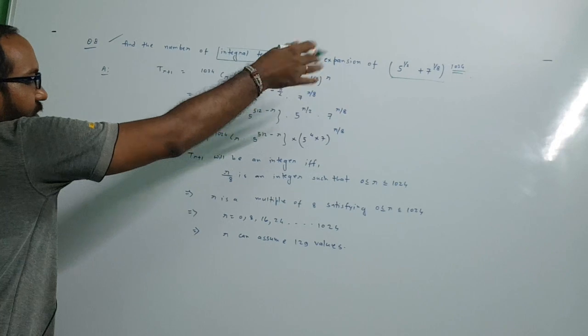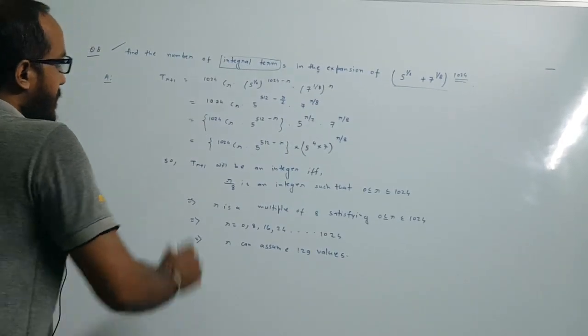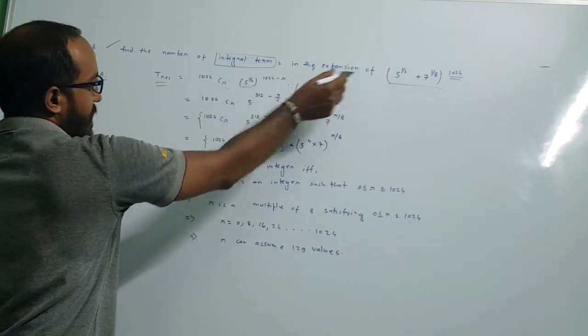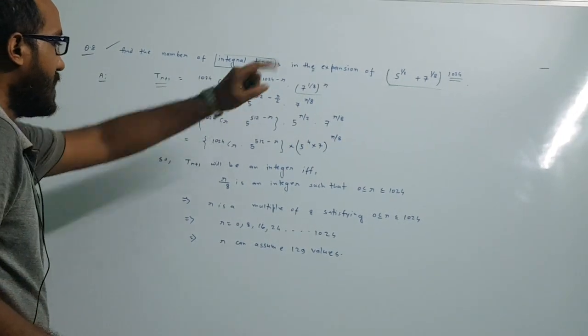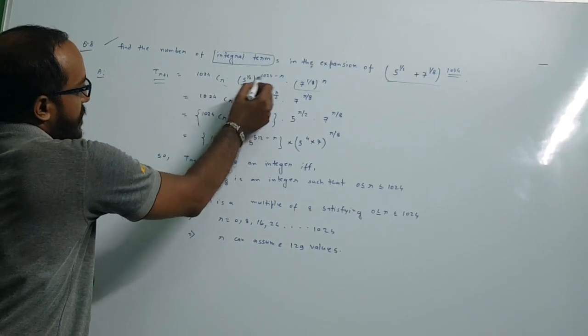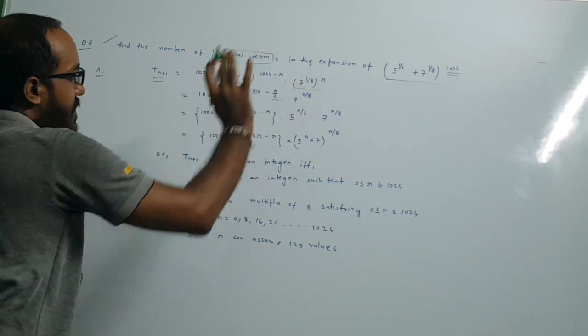Now see, for this type of problem you first have to find the general term, the T(r plus 1) term. So n is 1024, so nCr a to the power n minus r, x to the power r. So 1024 Cr, and this will be, if you divide by 2, 5 to the power (512 minus r by 2), and this is 7 to the power r by 8.